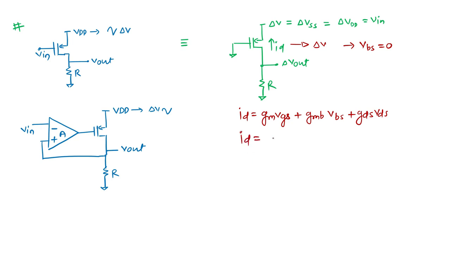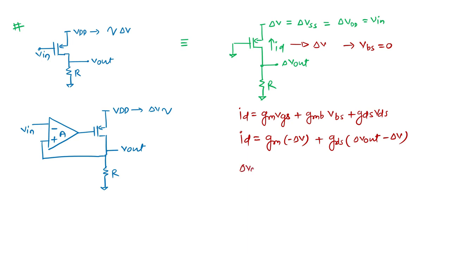So ID here is what? gm times VG minus VS. The gate is at ground, and the source is at minus del V, or simply the supply disturbance. The gmb term does not exist here. What about gds? What is VD? The drain is at del V out, and the source is at del V. This is your current ID.